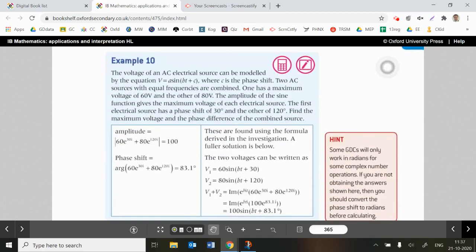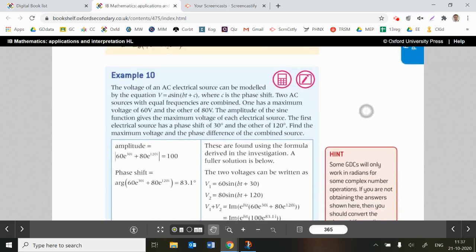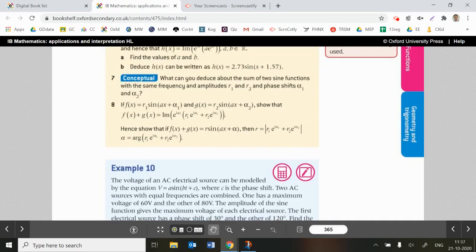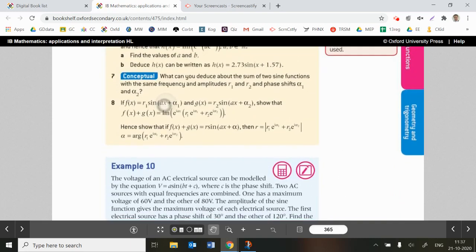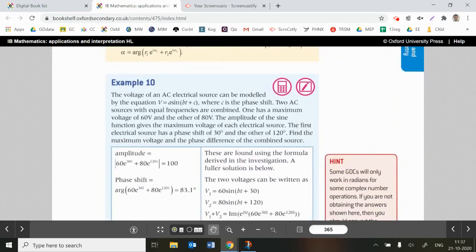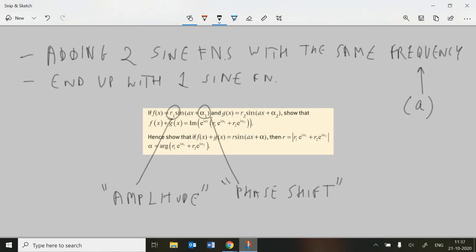Then there's just one question here, and it starts talking about voltages and phase shifts and amplitudes and frequencies and so on. So there's quite a lot to unpack here. But if you just want to learn the formulas from 8 and then go straight onto the example for 10, that is fine. But I'm going to go through unpacking how to prove part 8 to start off with. So what is this all about?